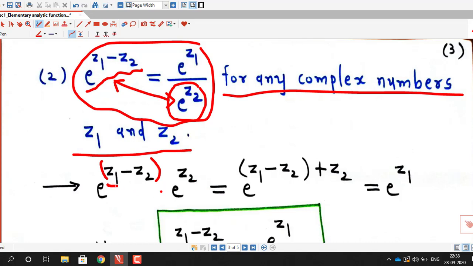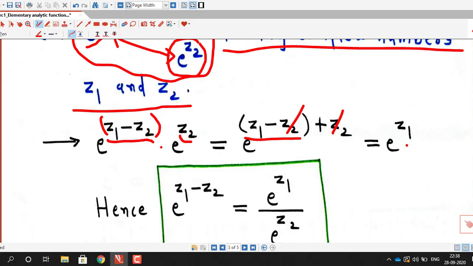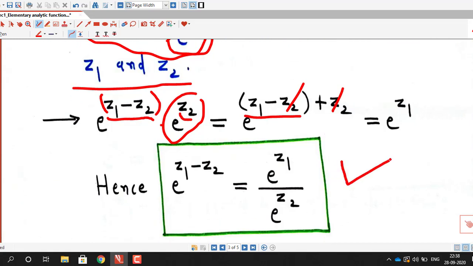Now if I consider z1 minus z2 as one complex number and z2 as another complex number, then using property 1 we can rewrite this as e to the power sum of these two exponents, z1 minus z2 plus z2. So here z2 will cancel out and we obtain e raised to z1. Okay, and if we take e raised to z2 on right hand side, we have proved this property, e raised to z1 minus z2 equal to e raised to z1 divided by e raised to z2.